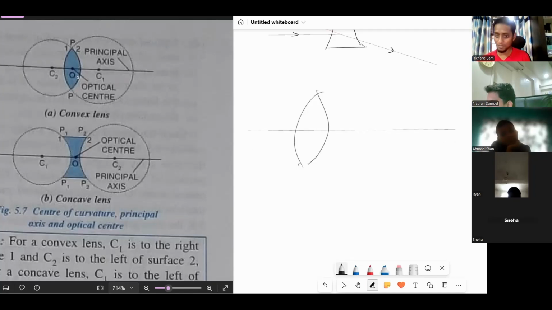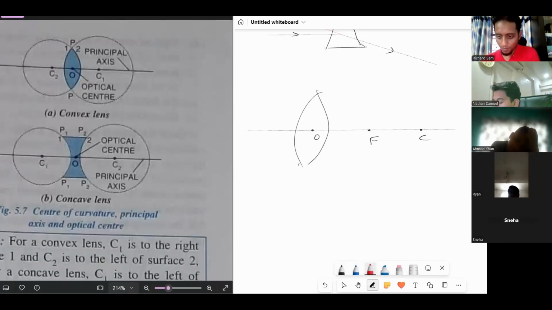Okay, so if this is your lens, what is this line called? Principal axis. This principal axis passes through this point. What is this point here? O, optical center. And this point here, center of curvature. Okay, so right in between O and C, what do you have? Focal point. The point is called focal point.